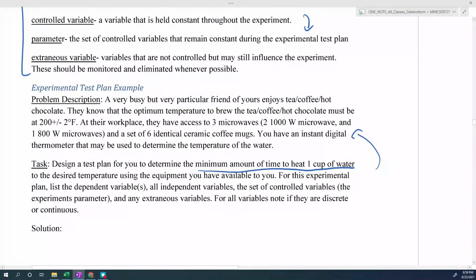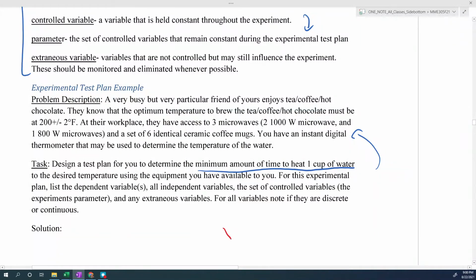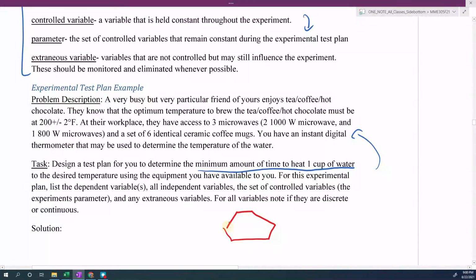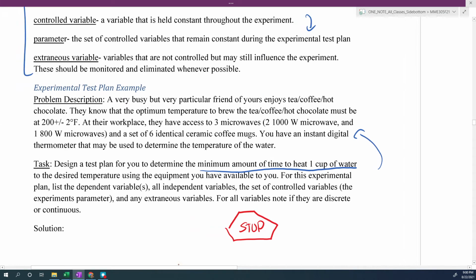What I'd like you to do is stop the video for a quick second here, and try to design a test plan to determine the minimum time required to heat exactly 1 cup of water up to that desired temperature.